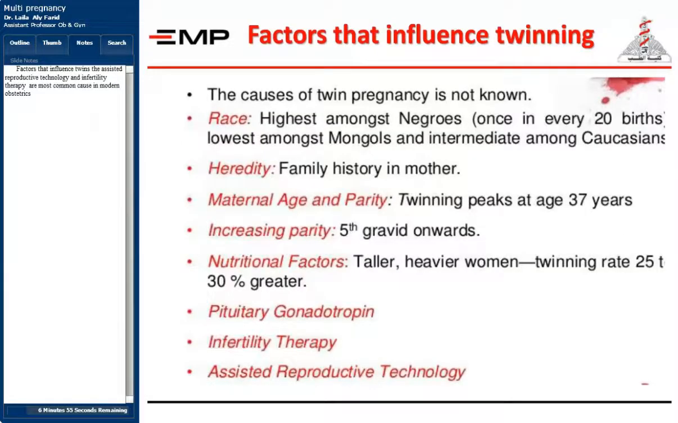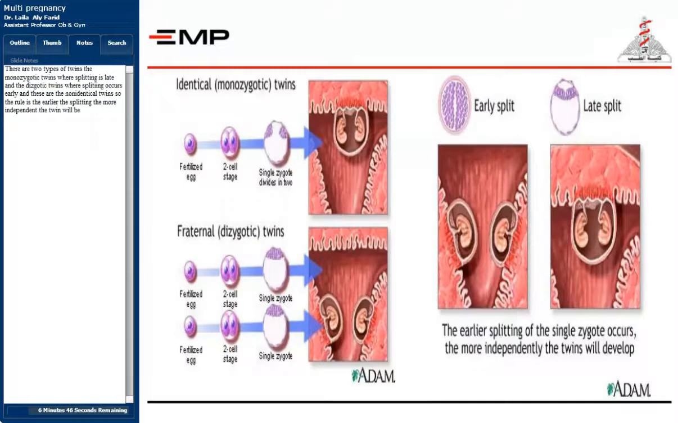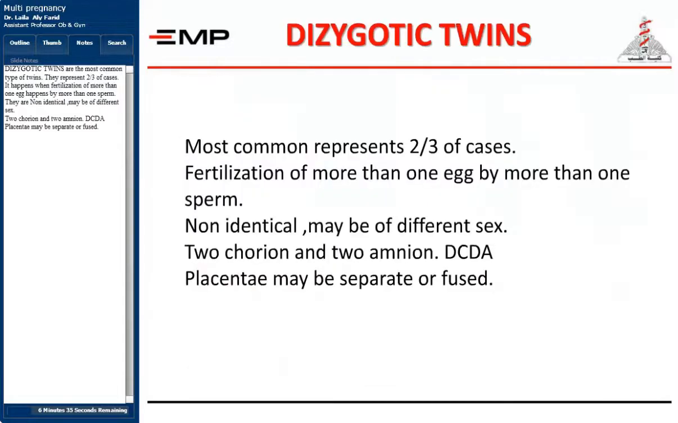Factors that influence twins: assisted reproductive technology and infertility therapy are the most common cause in modern obstetrics. There are two types of twins: the monozygotic twins where splitting is late, and the dizygotic twins where splitting occurs early, and these are the non-identical twins. So the rule is the earlier the splitting, the more independent the twins will be.